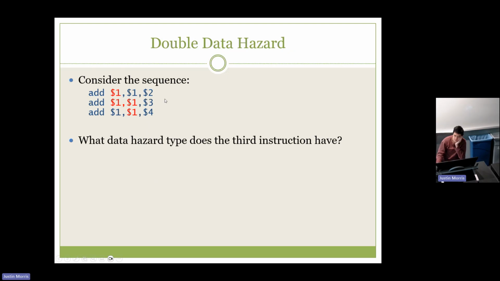So here's our double data hazard that we already talked about, right? So we have this add, they're both writing to register 1. And then this add wants to read from register 1. Which forward are we going to take? From the first add or the second add? Second add. Yep, from the second add. So the second add is the one between execute and memory, right?